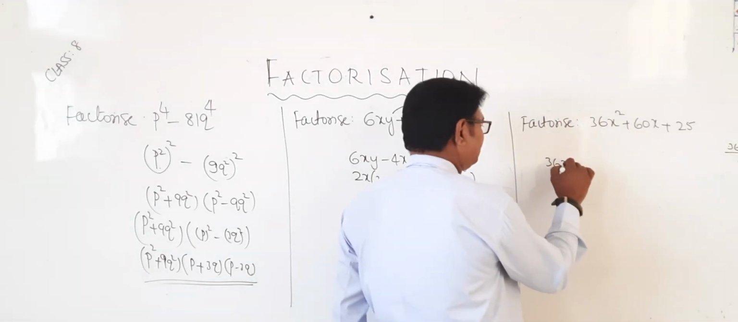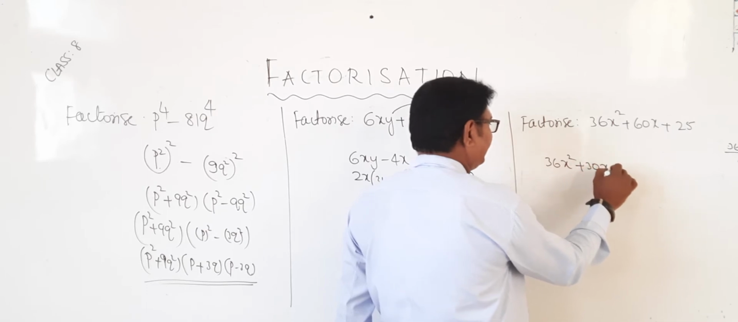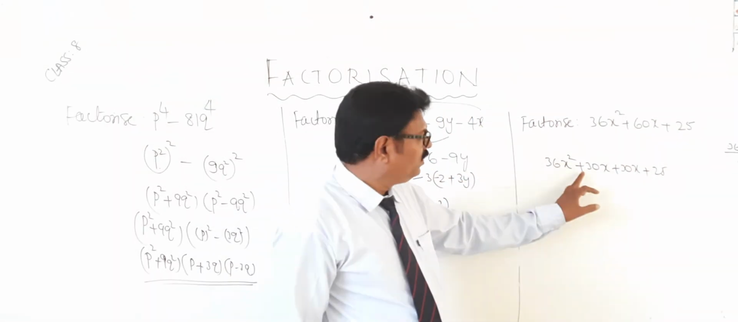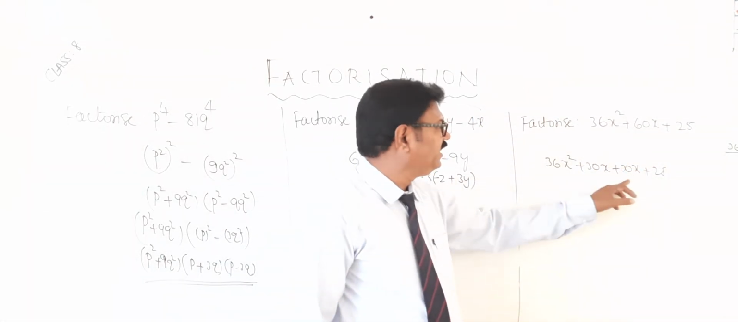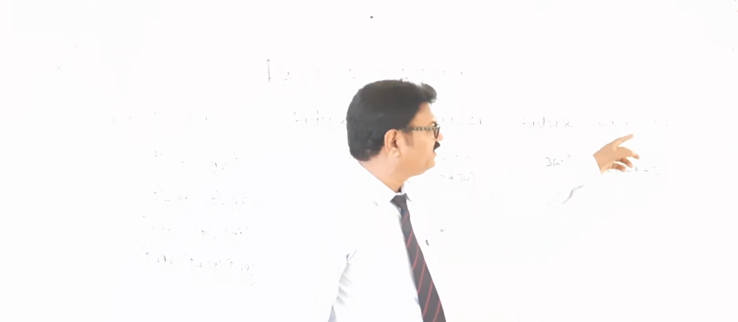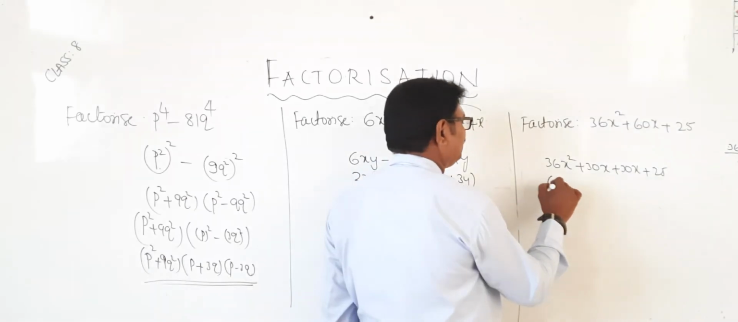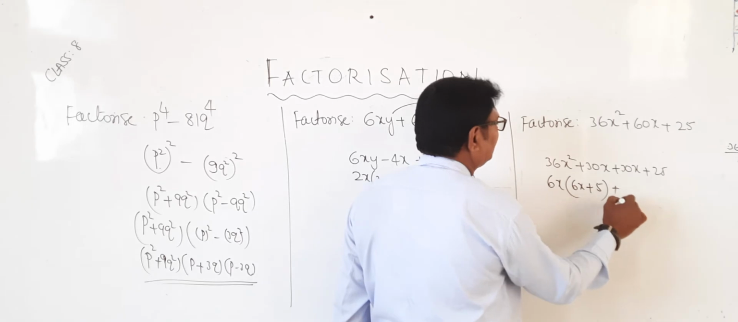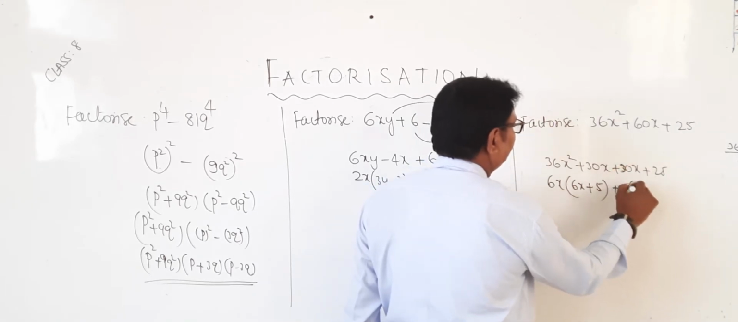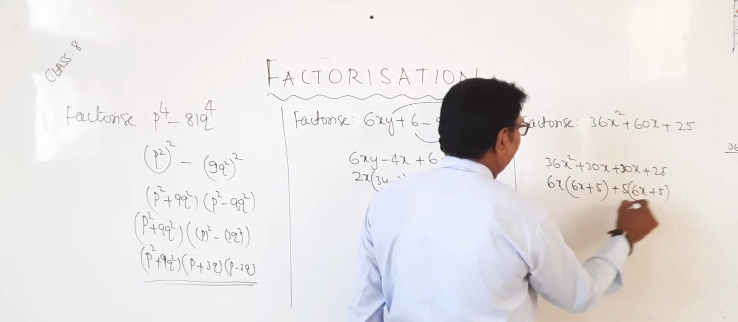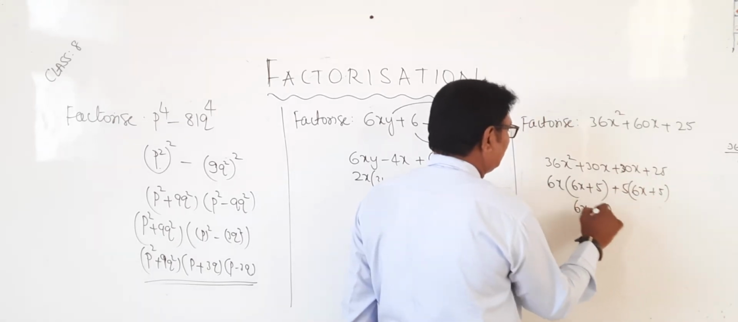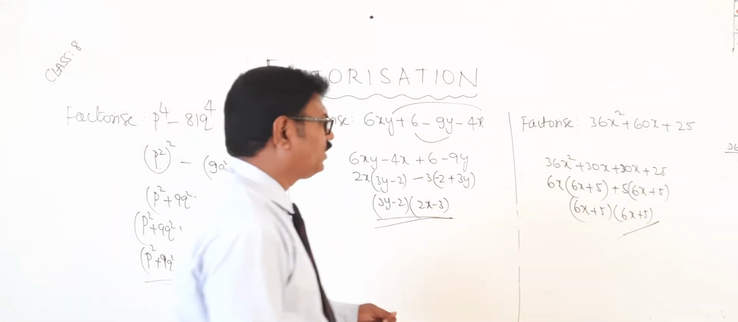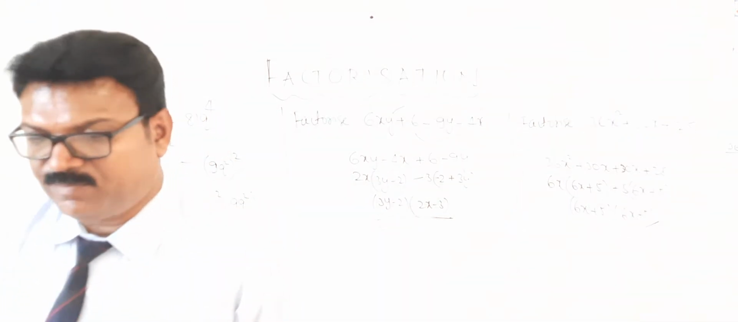Therefore 36x square plus 30x plus 30x plus 25. You can see now plus into plus is plus. 30 into 30 is 900. 30x plus 30x is nothing but 60x. Now what is common? 6x is common. So 6x plus 5. 6 5 is 30. Again here 5 is common. 6x plus 5. Therefore 6x plus 5 into 6x plus 5. Like this. Okay? Yes. Take it please.